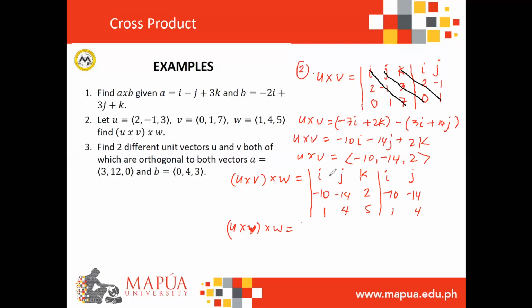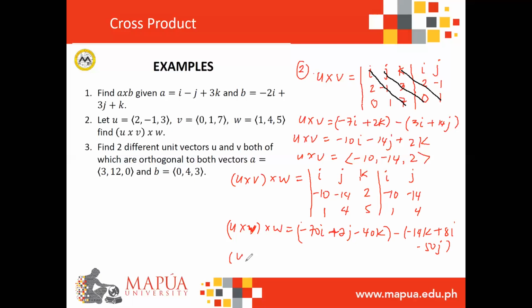Such that we have here, i times negative 14 times 5, that's negative 70i. Then that's positive 2j, then negative 40k. Then you have this minus negative 14k plus 8i minus 50j.